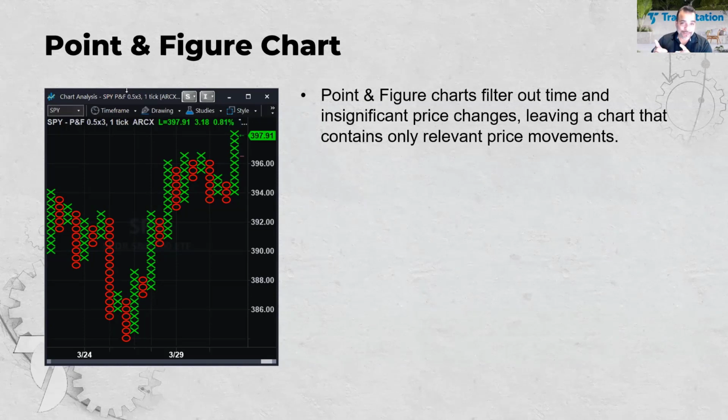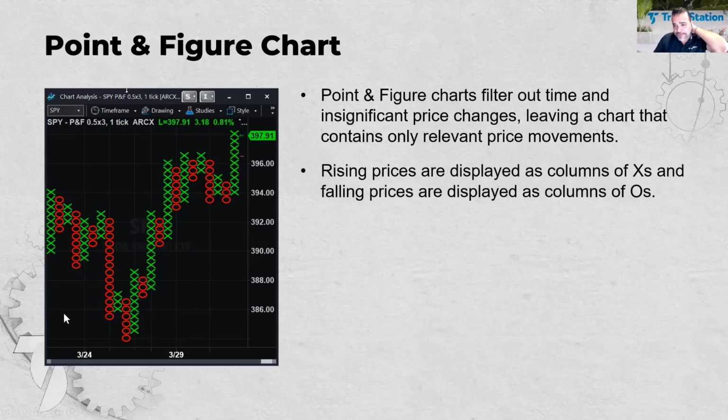movements. It's important that we take a look at these price-based charts because, as we said at the beginning, all of them are going to filter out noise, which is really cool because noise starts getting distracting. If you have some noise going up or some noise going down on the chart itself, it's going to distract you from the overall movement of the chart. On a point and figure, rising prices are displayed as columns of X's and falling prices are displayed as columns of O's. We're going to take a look at point and figure in a moment.